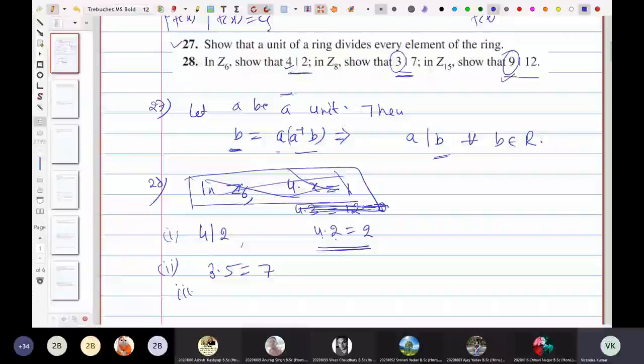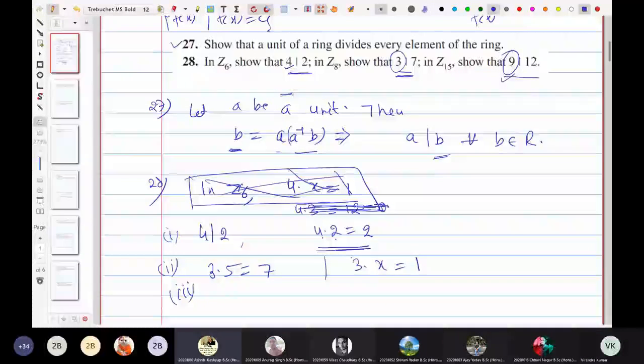Sir, that has to be shown in Z8. In Z8, 3 is coming as a unit, sir. Then in case of unity, if 3 is a unit, 3 times 3. Yeah, then in both ways you can say if 3 is a unit, you can find x such that this is unity. So what is the possibility for x?